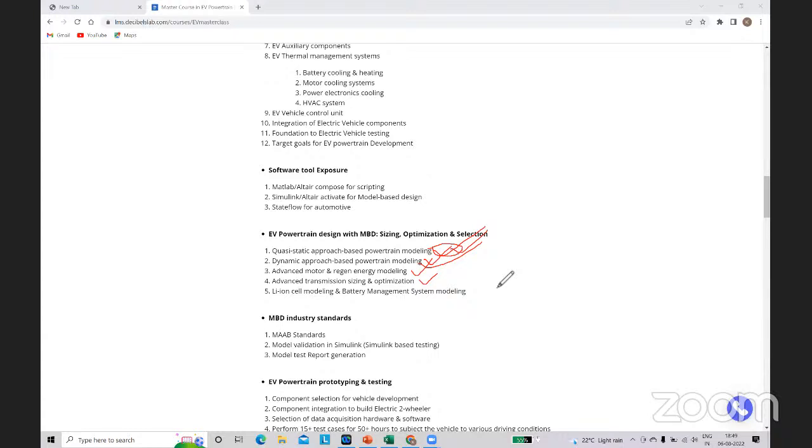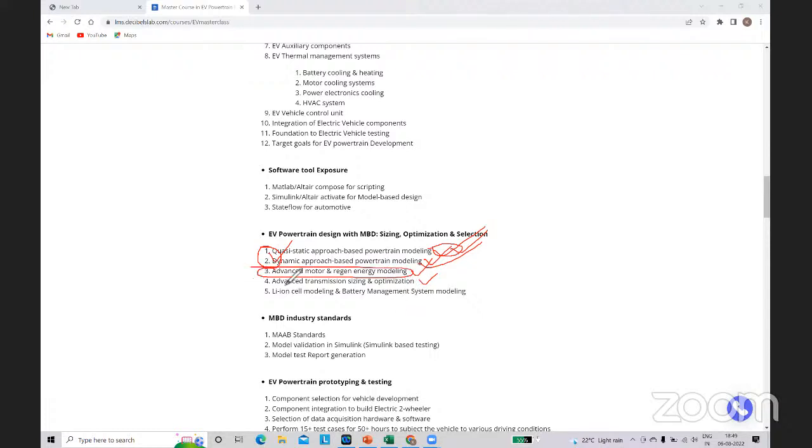We'll be using some driver model and giving the data from our side, and we are just seeing that the actual speed is able to match our reference speed. So the different powertrain approaches we are going to do, and we are going to verify these powertrains with real-time test data. We are going to do the testing with the DAQ system, collecting the data, coming back and validating the models and regeneration modeling.